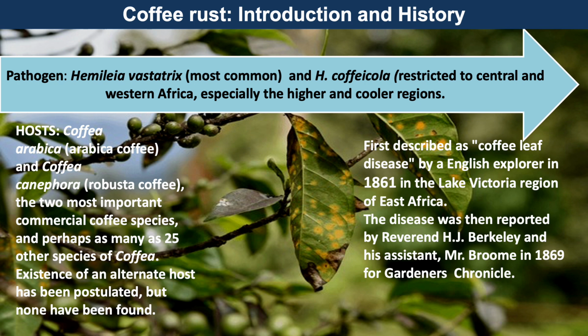But the disease was first described as the coffee leaf disease by an English explorer during 1861, especially in the Lake Victoria region of East Africa. The disease was then reported by another scientist, Reverend H.J. Berkeley, as well as his assistant, Mr. Broome, during 1869 in the Gardeners' Chronicle.